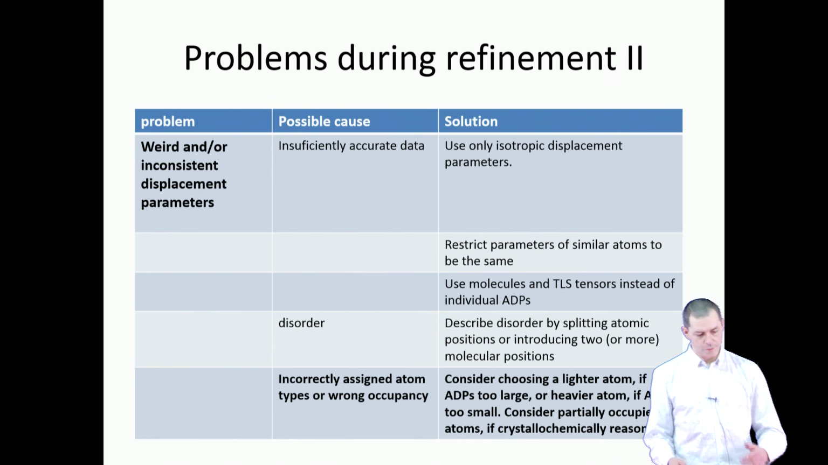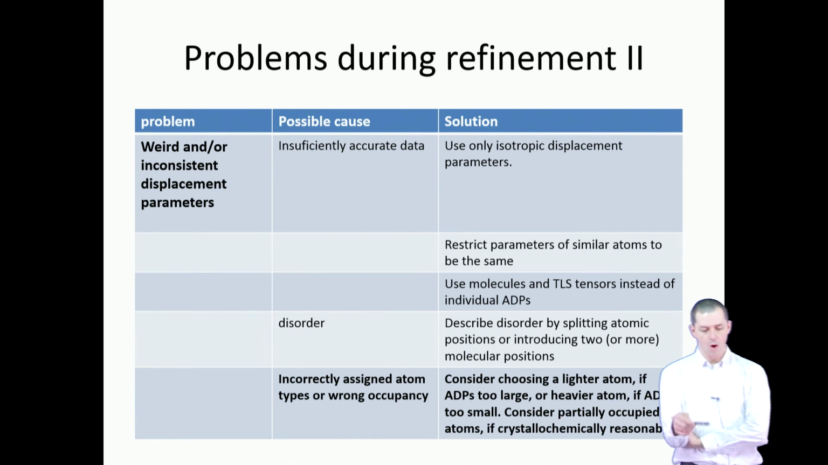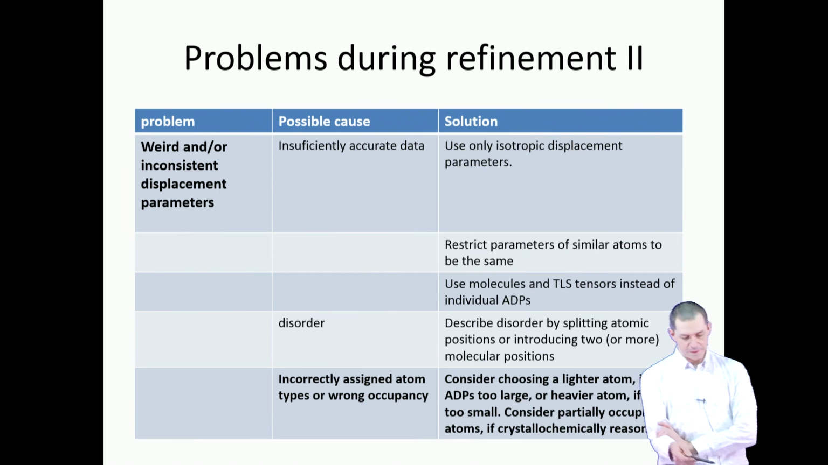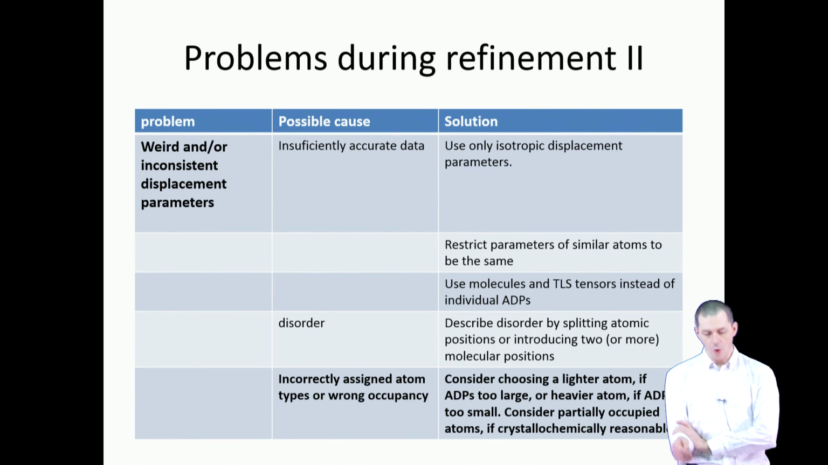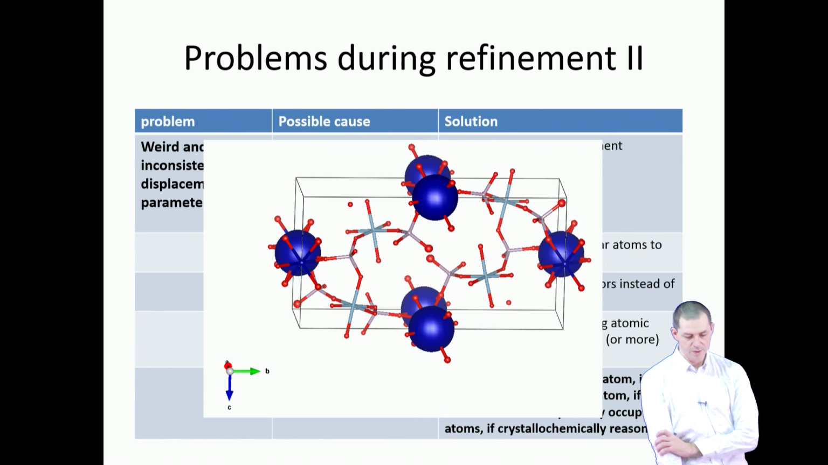Another cause for wrong displacement parameters is an incorrectly assigned atom type or an atom with wrong occupancy. Then you may consider choosing a lighter atom if the ADP is too large, or a heavier atom if the ADP is too small compared to its neighborhood. Another option is considering partially occupied atoms if that is crystal chemically reasonable.